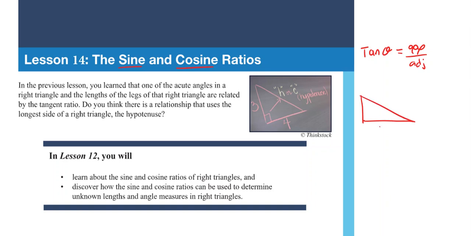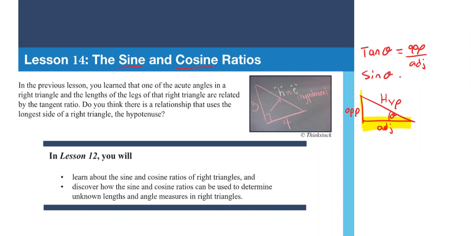So in the last one, this was our adjacent, if this was the angle we're looking at, and this was our opposite. Did you guys notice in the last lesson we were only ever using this side and this side? The opposite and the adjacent. Did you notice that we just completely left the hypotenuse out of it? Well, that's what we're doing now. With sine and cosine, we're going to be bringing the hypotenuse into it as well.